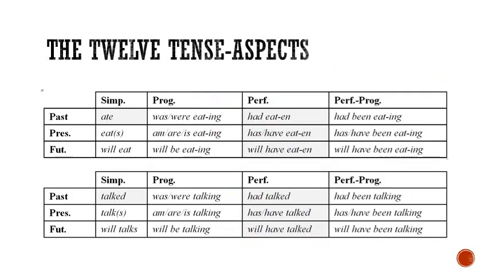Finally, we get to see our 12 tense aspects in English laid out in a chart. And there's actually 2 charts because I wanted to show what it looked like for an irregular verb on top and a regular verb on the bottom. But remember, I said that regular and irregular verbs are actually more similar than they are different. The only place where they're different in this chart is the boxes that are in gray, so in the past simple and in the perfect.